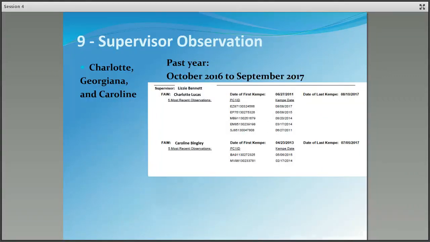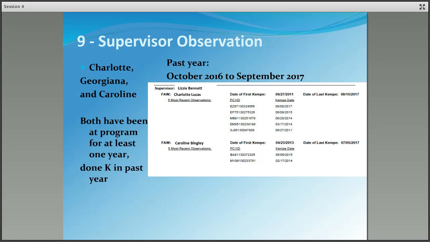Now let's look at assessment observations. Both of our workers have been in the program for at least 1 year, and both have performed assessments in the past year, so they're both eligible here. How many observations do each of them have? Charlotte has 1 observation in the past year, and Caroline doesn't have any.